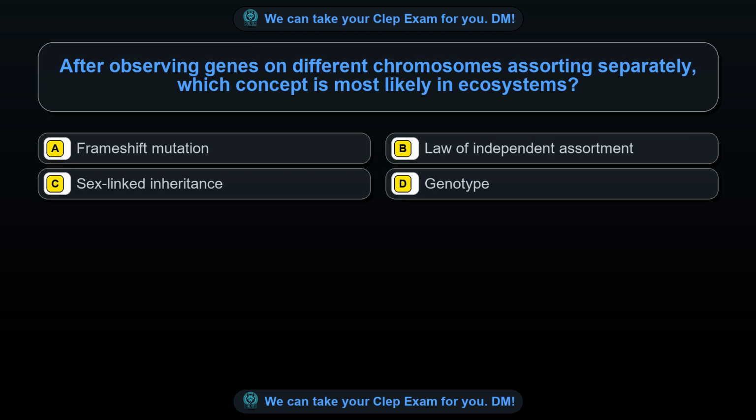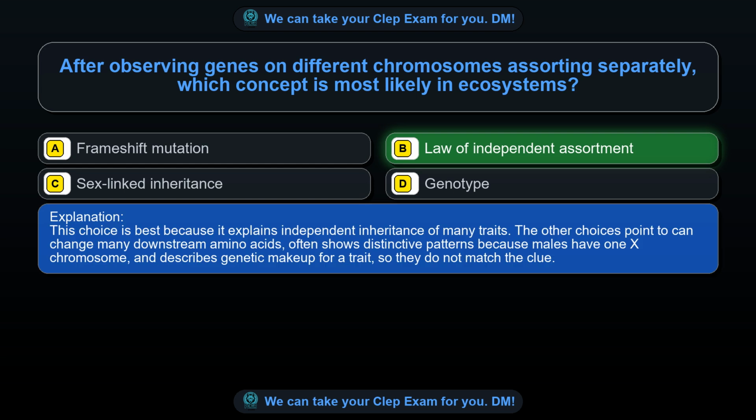Question 94. After observing genes on different chromosomes associating separately, which concept is most likely in ecosystems? Option A, frameshift mutation. Option B, law of independent assortment. Option C, sex-linked inheritance. Option D, genotype. The correct answer is option B, law of independent assortment. This choice is best because it explains independent inheritance of many traits.